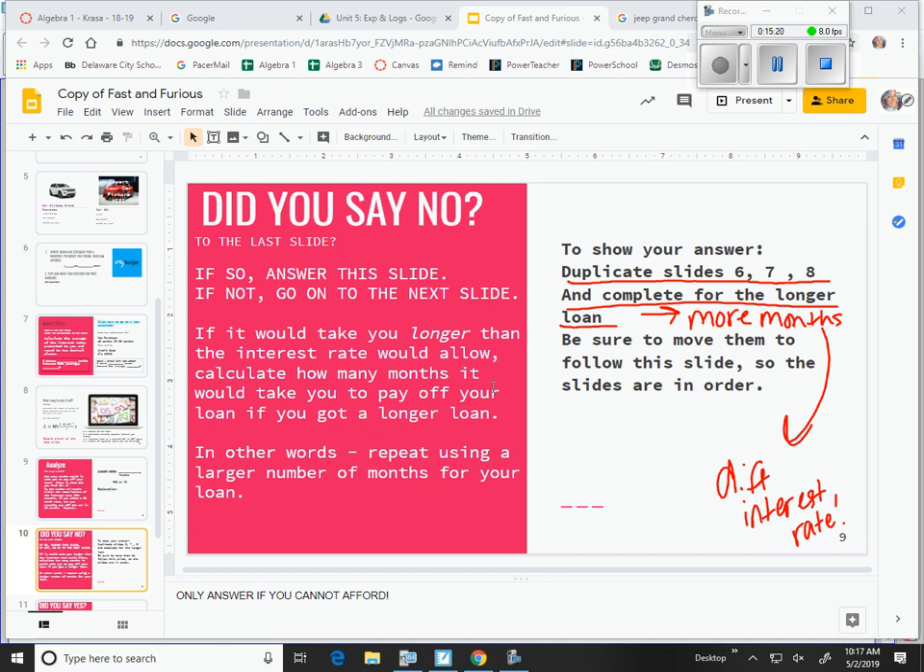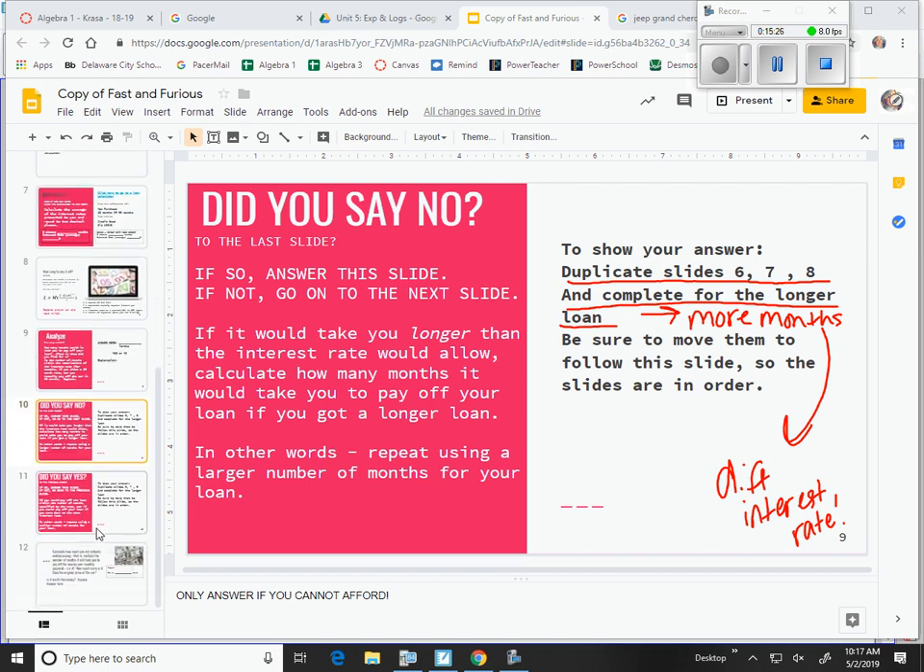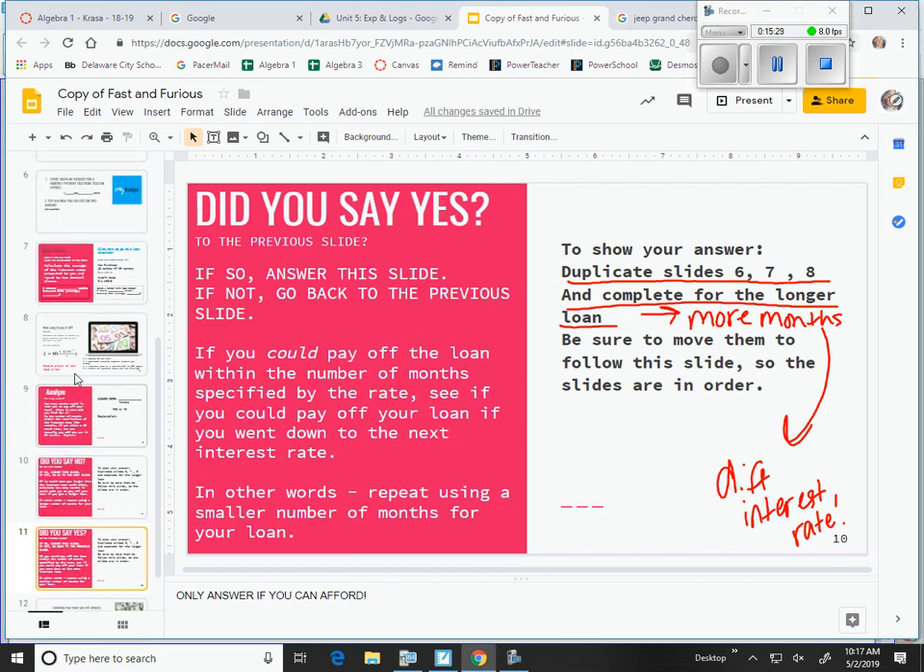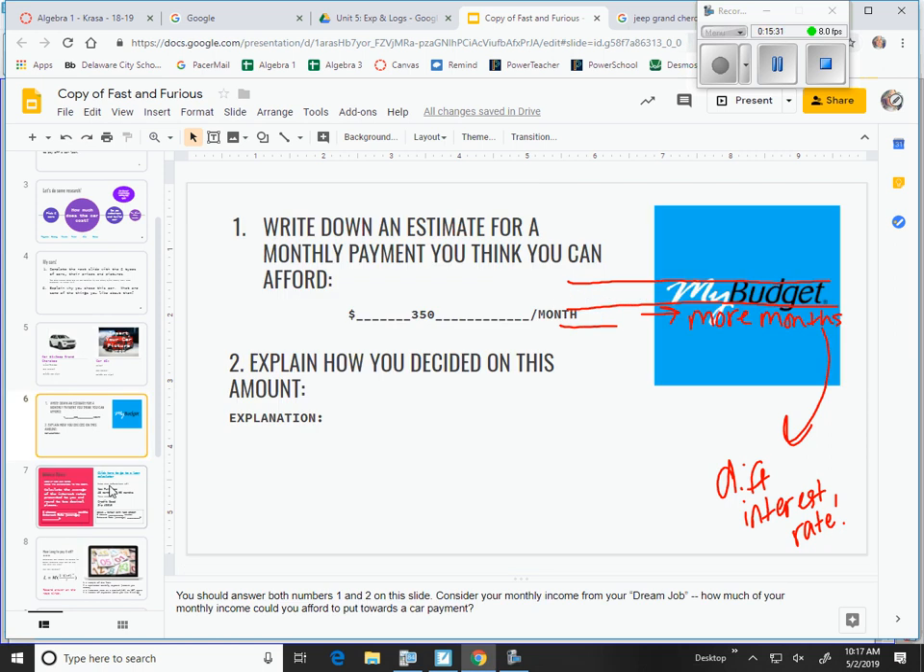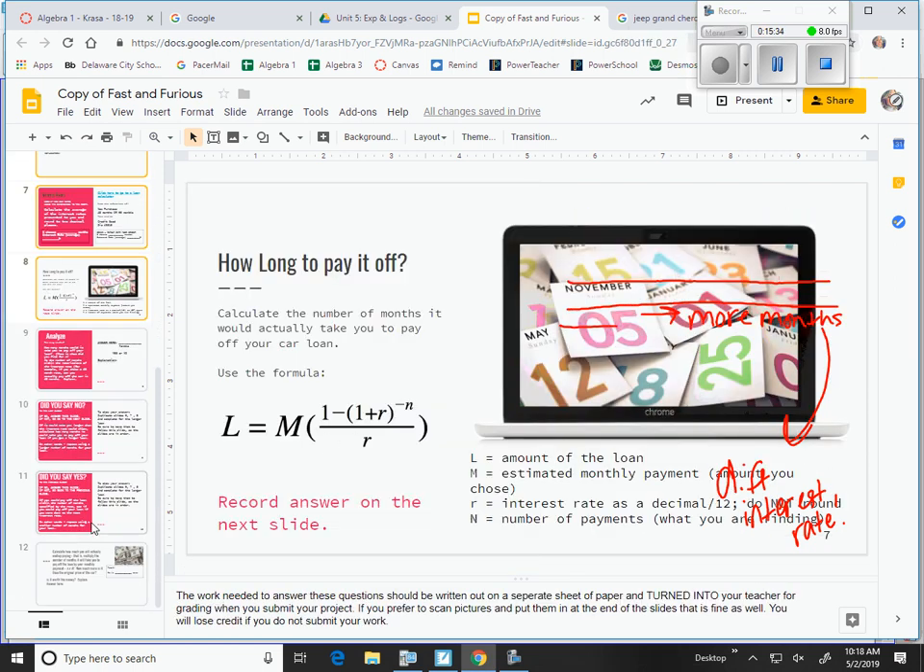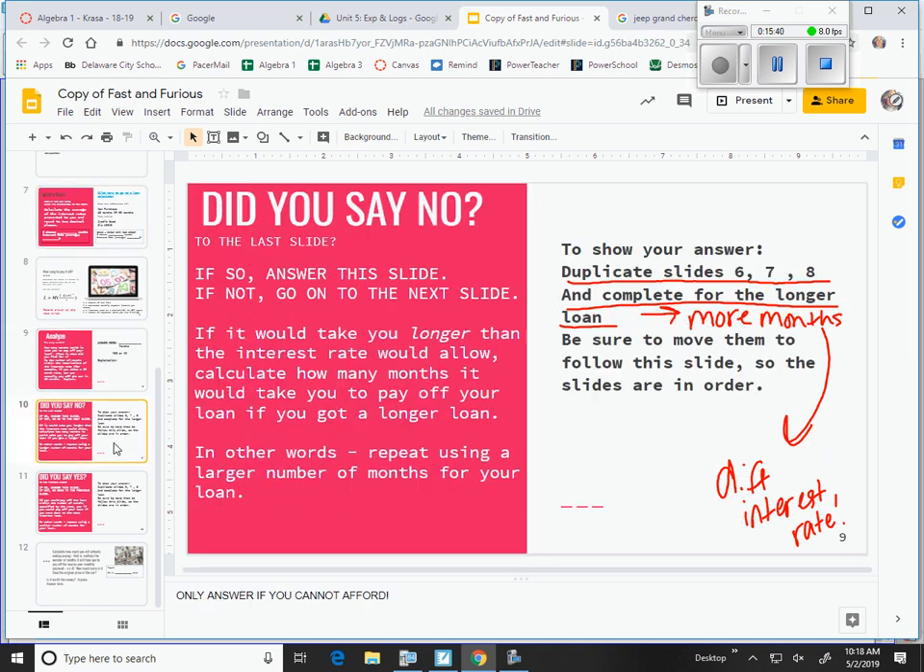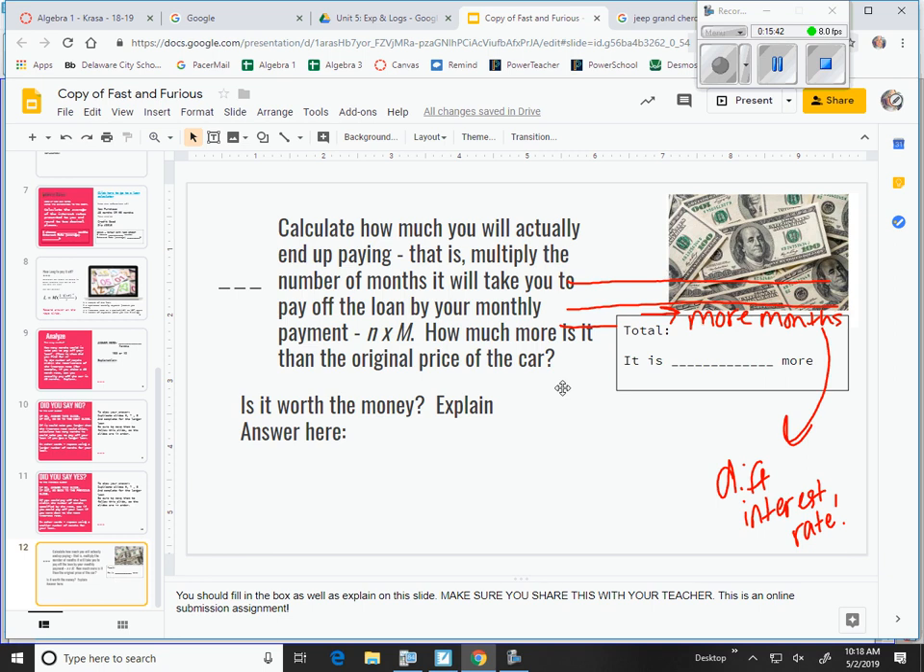If you chose yes, you would go to the next slide and you would answer those questions here. But duplicating slides 6, 7, 8 just means go to 6, 7, 8, choose them. Okay, hold down shift, choose them, copy, paste. Okay, so it's all you have to do, copy and paste those because it already has your information that you've typed in on it. So yes or no, and then here, calculate how much you will actually end up paying. So you will take the number of months and times your monthly payment, and it'll see how much more it is than the original price. And we'll talk a little bit more about that on Monday.